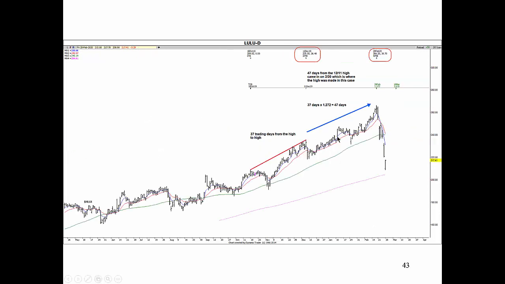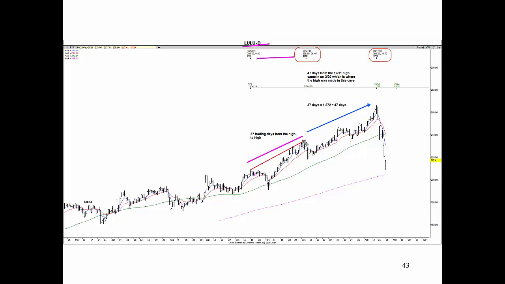All right, so here's an example of timing just one cycle on Lulu. This is a daily chart of Lulu. So in this case, for example, if I'm going to measure a prior high to high and then project forward, this high to high was 37 trading days.